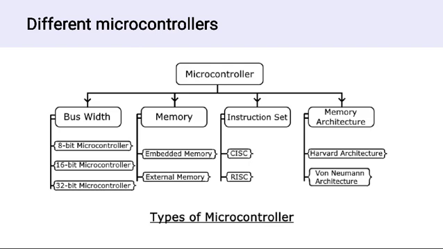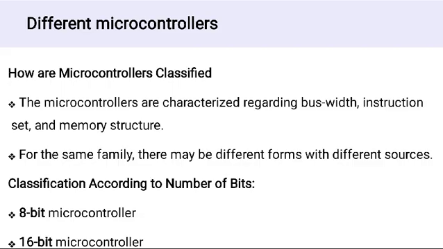Based on memory, it is classified into embedded memory and external memory. Based on instruction set, it is classified into CISC and RISC. Based on memory architecture, it is classified into Harvard architecture and von Neumann architecture. How is a microcontroller classified? Microcontrollers are categorized regarding bus width, instruction set, and memory structure.